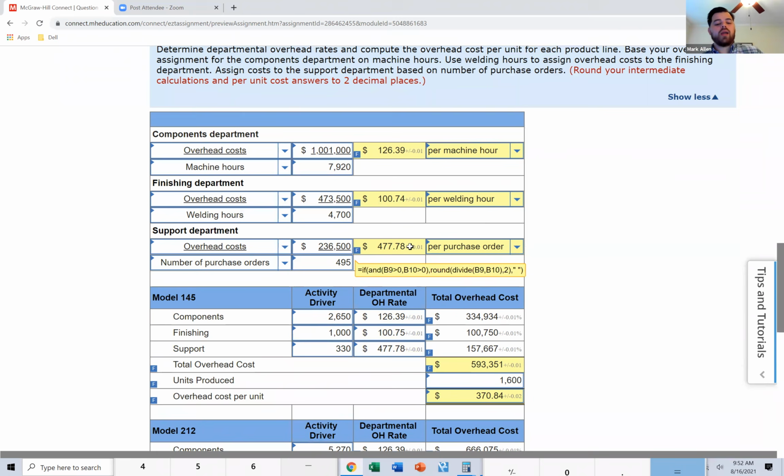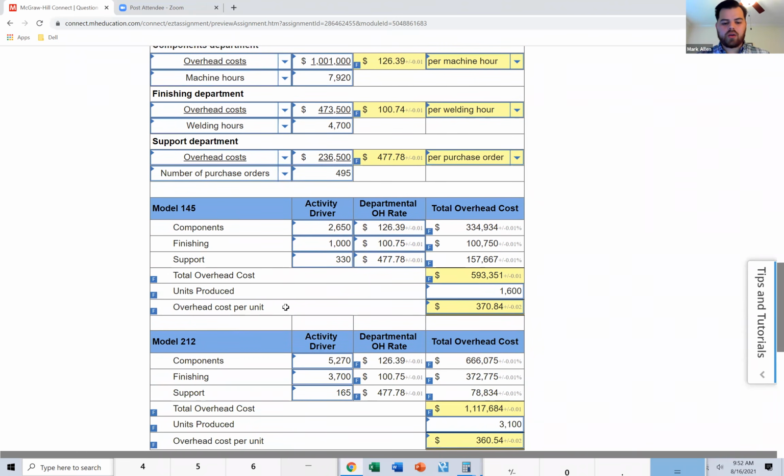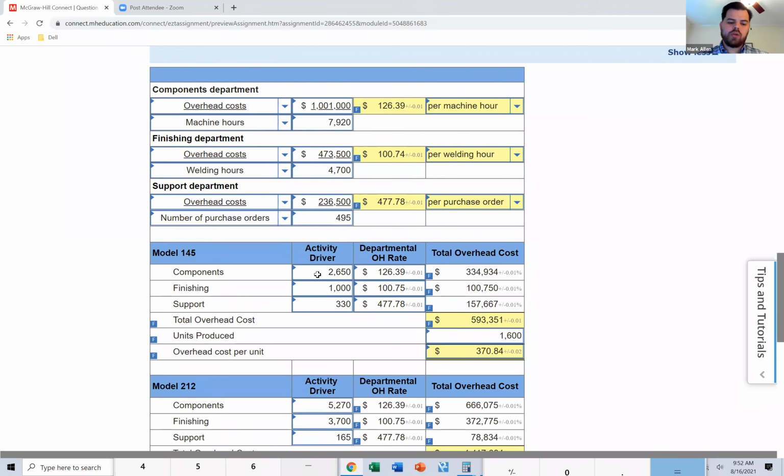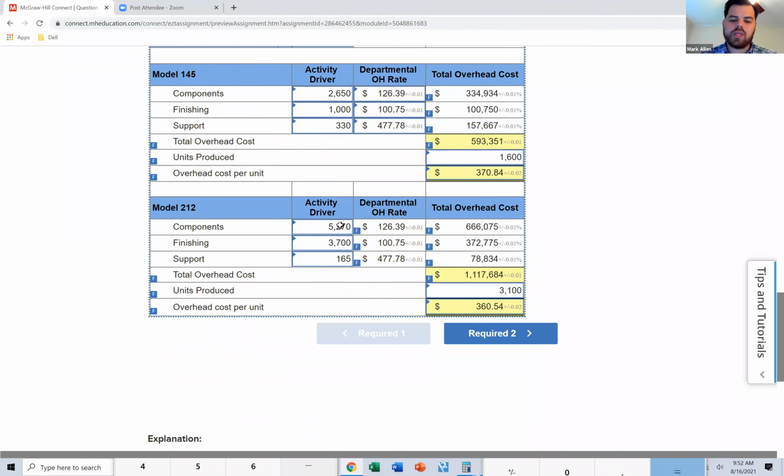Now, at this point, we're trying to allocate the cost between the two models, model 145 and model 212. So what I'm going to have to do is come up and look at my table. If I need something from model 145, it's in this column. If I need something from model 212, it's in this column. So the first thing that I need is my number of machine hours for model 145 and model 212. So there's 2650 and 5270. So we'll just drop those in.